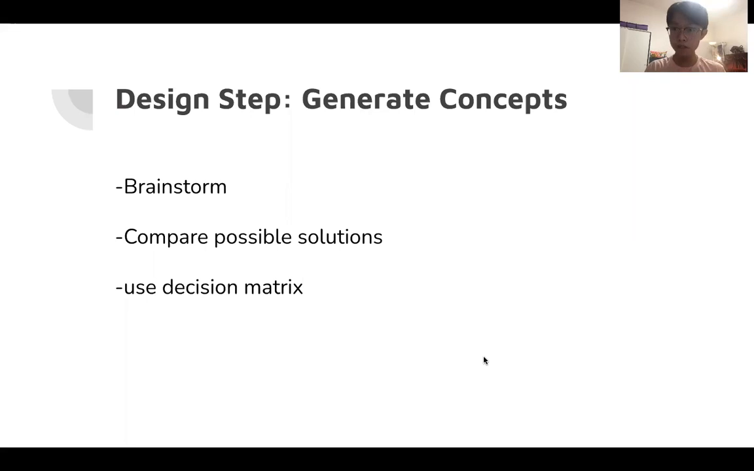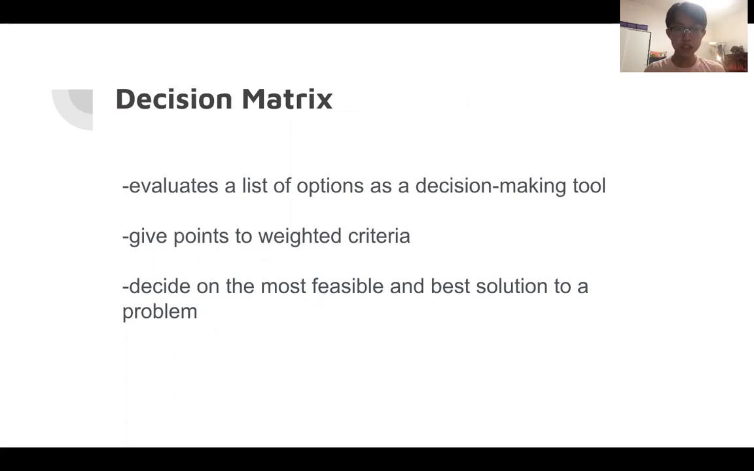So for this project, I want to dive deeper into the decision matrix. A decision matrix is a decision-making tool that evaluates a list of options. It gives points to weighted criteria for different types of options, and then through the points given, we will decide on the most feasible and best solution to a problem.